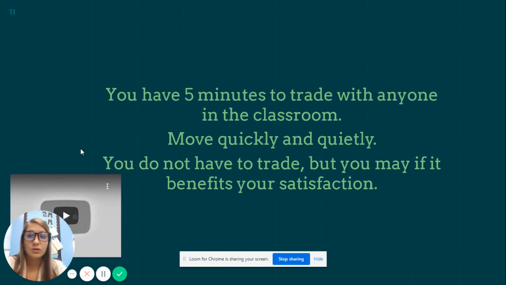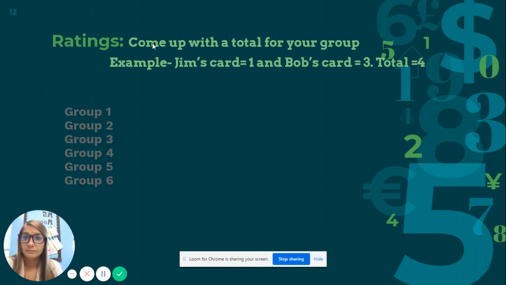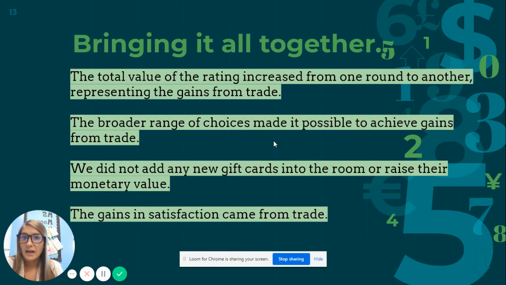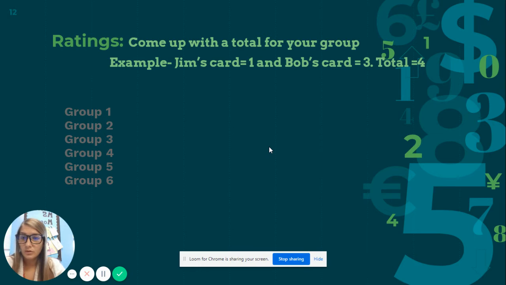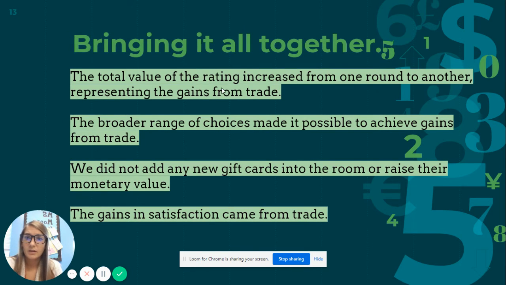I need to fix this because we're not moving. So I'm going to put you in a whole class Zoom, and you can type in the chat, hey, do you want to trade? I have this. You don't have to trade if you don't want to, but you may if it benefits your satisfaction. And then lastly, you're going to come up with a final total, and we're going to discuss, did your group's total increase from the beginning to the end, and why?